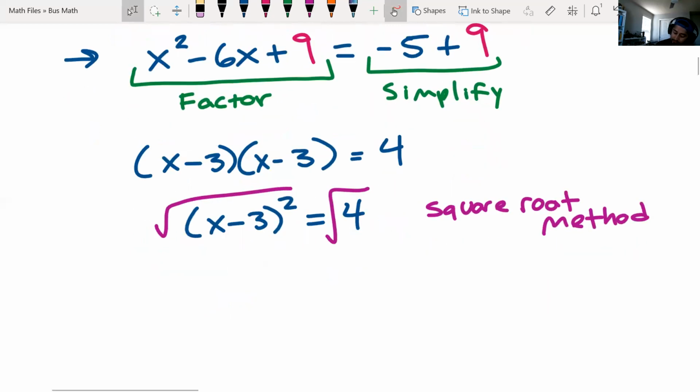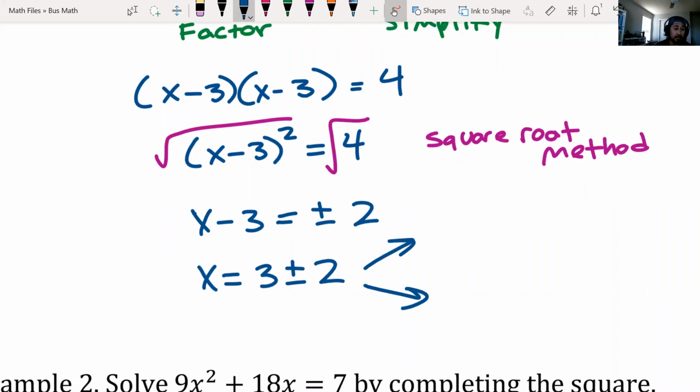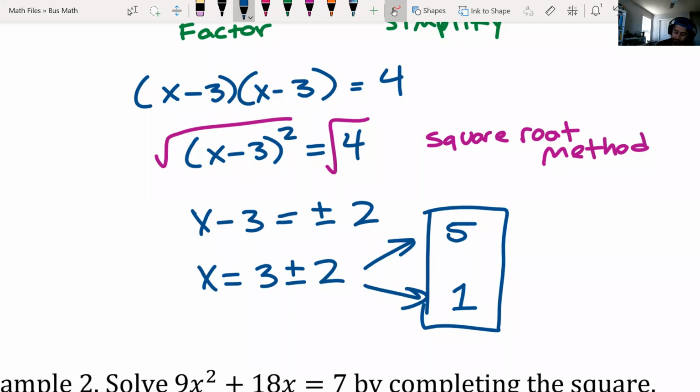And we're going to get x minus 3 equal to plus or minus 2. Now just add the 3 over. And you'll get x equals 3 plus or minus 2. And my two answers are going to be 3 plus 2, which will give me 5, and 3 minus 2, which will give me 1. There we go.